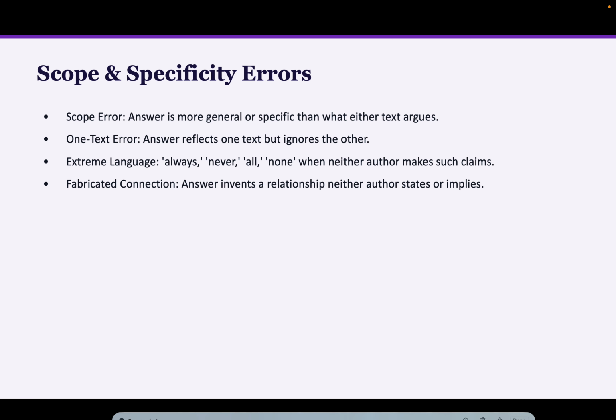One text error is where it reflects one text, but completely ignores the other. It just pretends like the other one doesn't exist. Like I said, sometimes it might be primarily based on one of them, but it still has to acknowledge the existence of both passages. If you have extreme language like always, never, all, none, those are almost always wrong, just because it's too extreme. And finally, a fabricated connection. It invents a relationship that just doesn't exist, that the author doesn't state or imply.